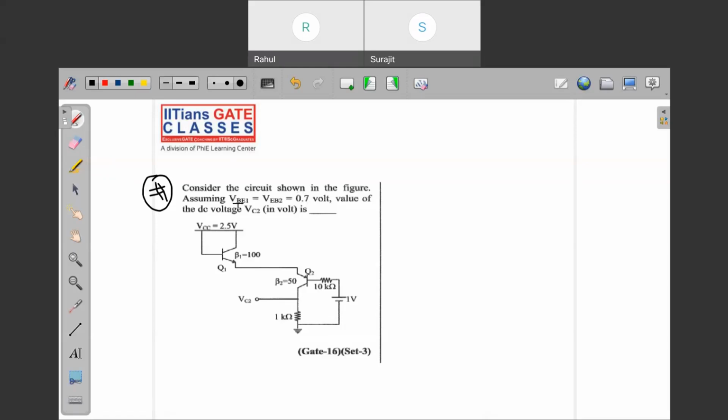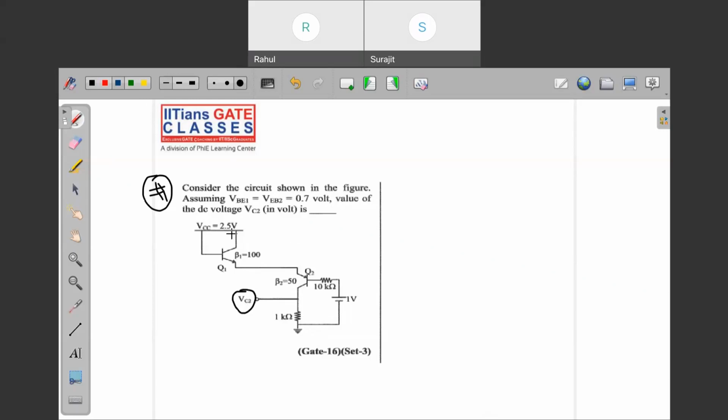Okay, so consider the circuit shown in the figure. If you have taken my last lecture of the analog circuit, this question can be done very easily. Consider the circuit shown in the figure, assuming VBE1 and VEB2 are 0.7 V. Here we have to find the DC voltage Vc2.